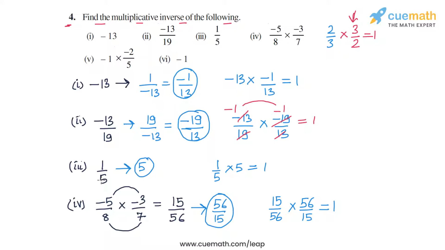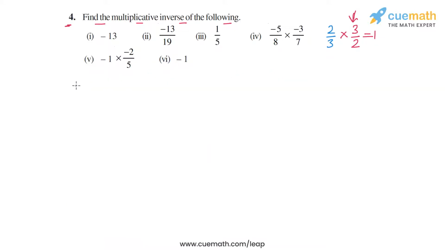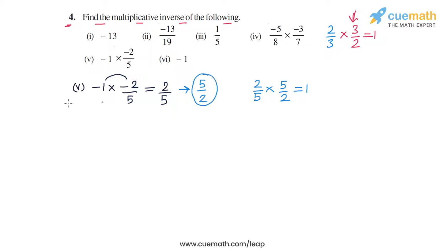Now let's go to part 5. In part 5, the number we are given is again a product, minus 1 into minus 2 by 5. So first we can calculate this product. Minus 1 into minus 2 is 2. So this is equal to 2 by 5. Now the multiplicative inverse of 2 by 5 or the reciprocal will be 5 by 2 because 2 by 5 into 5 by 2, this is equal to 1. So the multiplicative inverse in part 5 is 5 by 2.